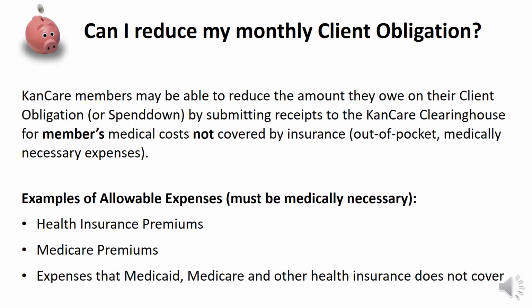Can I reduce my monthly client obligation? KanCare members may be able to reduce the amount they owe on their client obligation or even on their spend down by submitting receipts for the members' medical costs that were not covered by insurance to the KanCare Clearinghouse. These would be the members' out-of-pocket medically necessary expenses. Examples of allowable expenses would be health insurance premiums or Medicare premiums or other expenses that Medicaid, Medicare, and other health insurance did not cover, but they were medically necessary and the member had to pay those out-of-pocket.